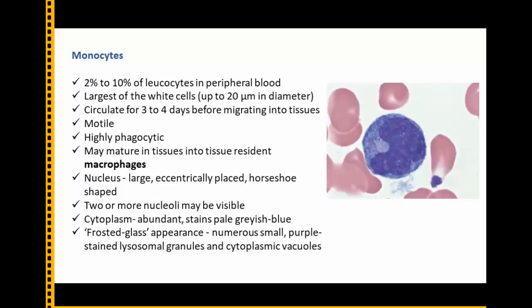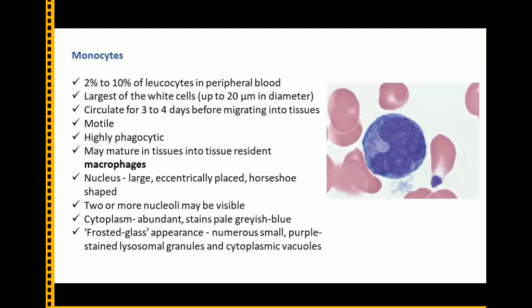Then monocytes. These are the cells which become macrophages when they enter the tissues. They don't have granules in their cytoplasm, and their nucleus is not divided into lobes. They comprise 2 to 10% of leukocytes in the peripheral blood, and they are the largest of the white blood cells. They circulate for 3 to 4 days before migrating into tissues.